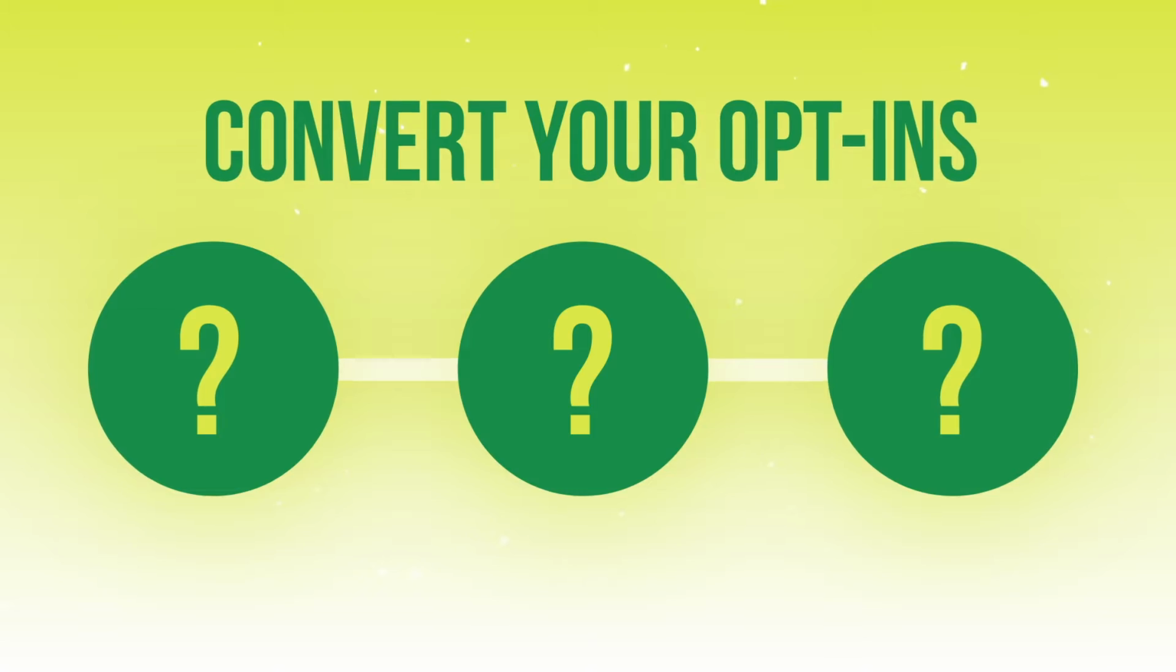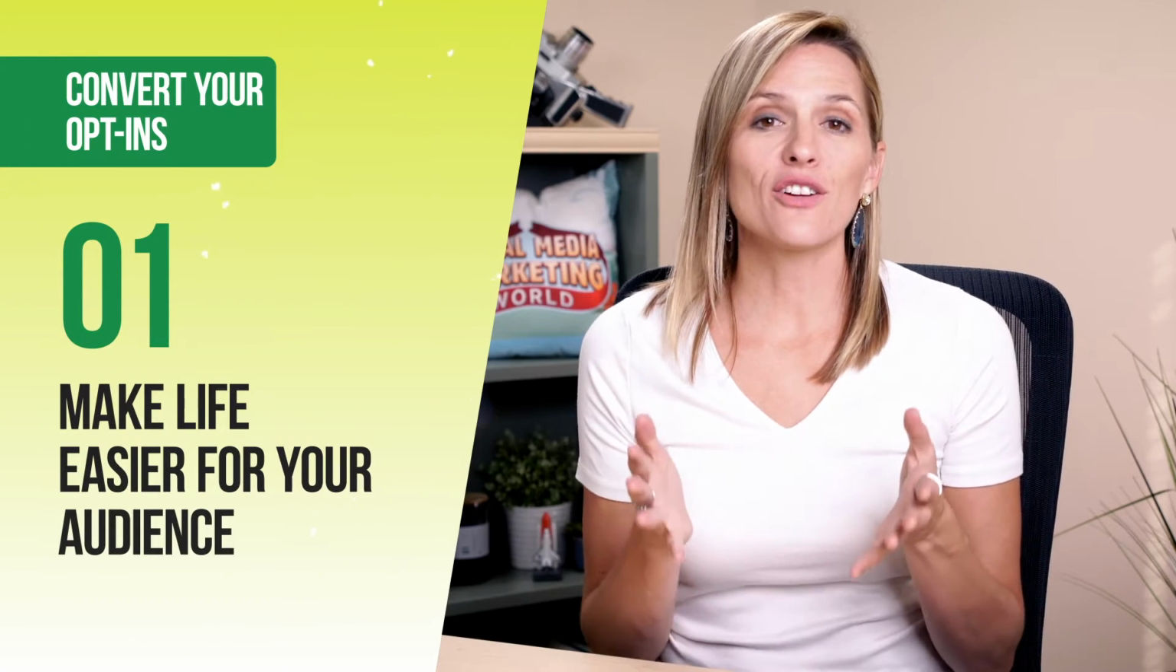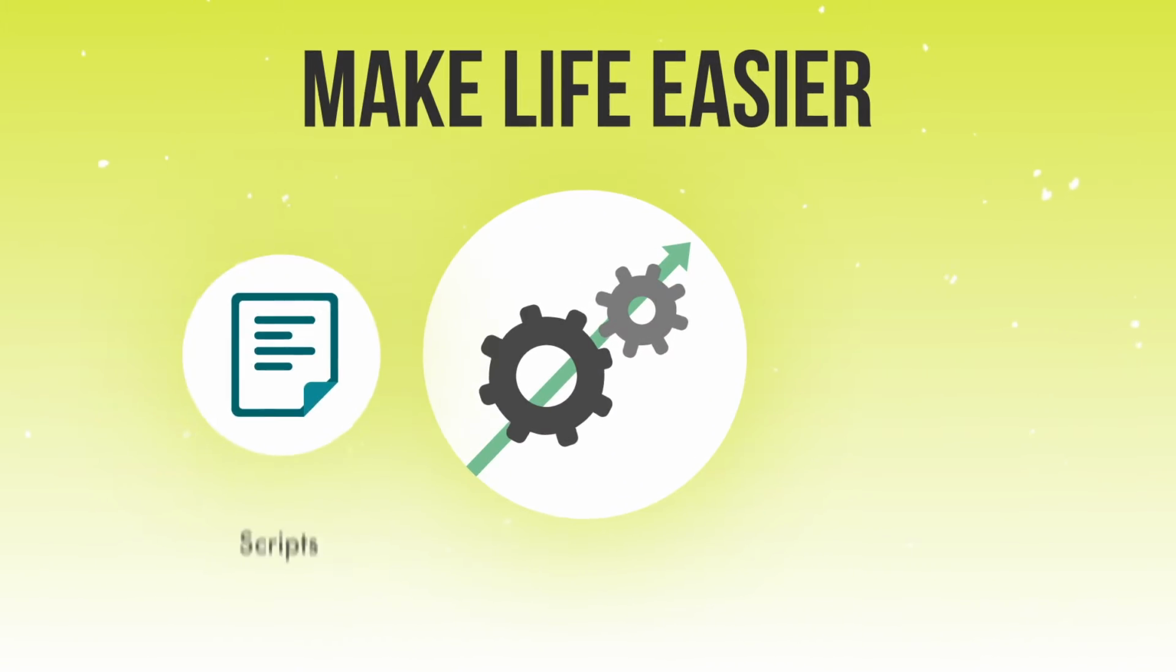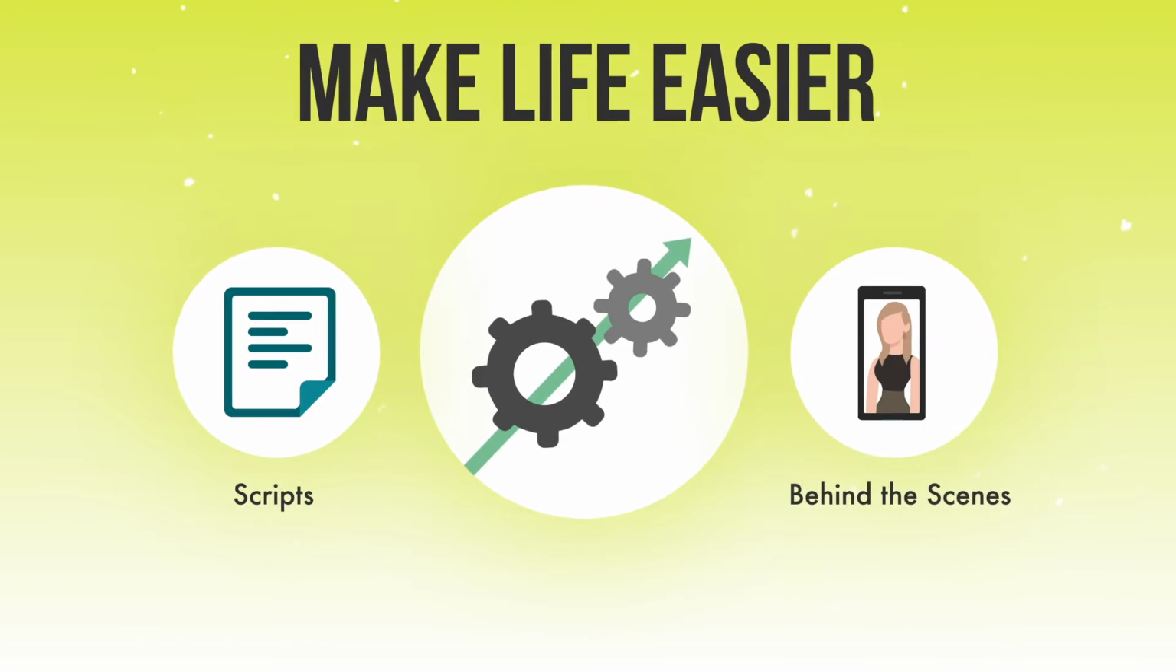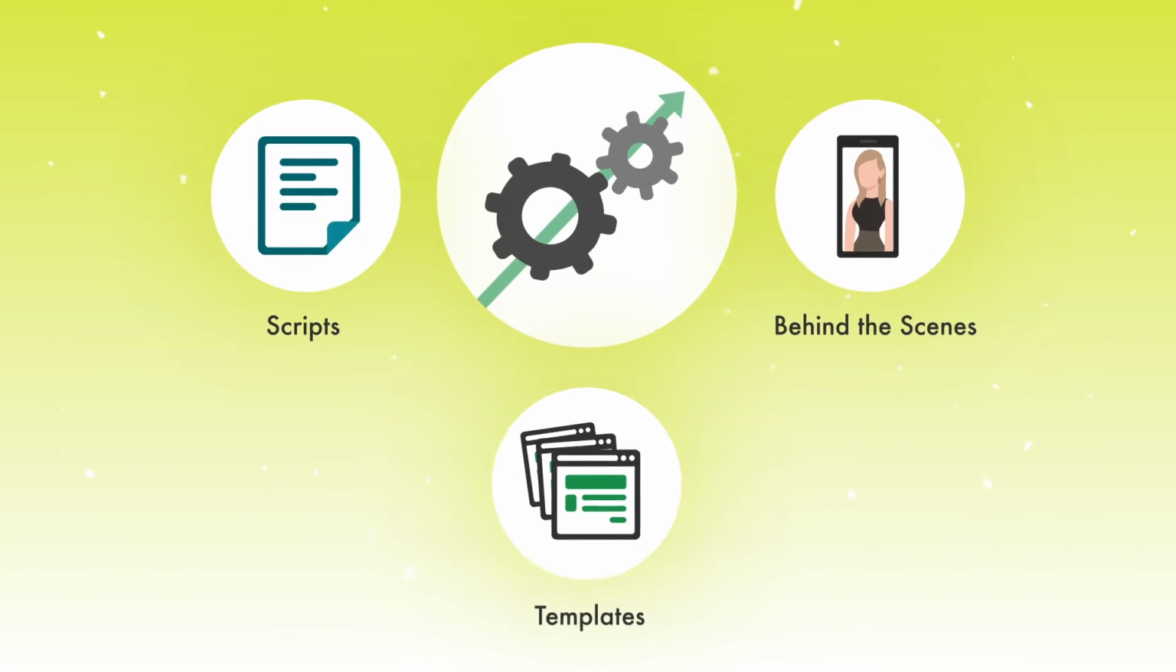How do you make sure that you create an opt-in that converts? Here's 3 ways to make sure you get it right. Number 1, create something that will make their life easier. Think scripts, or a behind-the-scenes view of how you do something, or templates. When we're creating an opt-in, people want something that won't take long to implement.